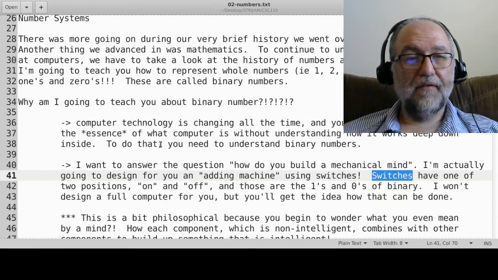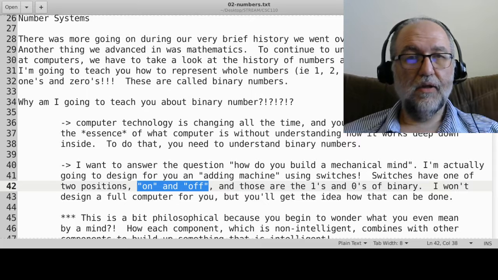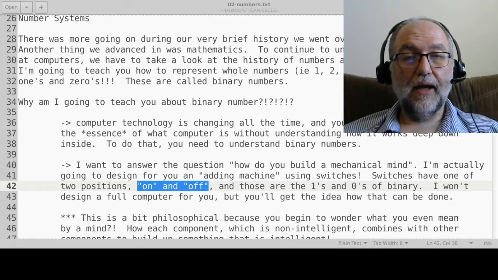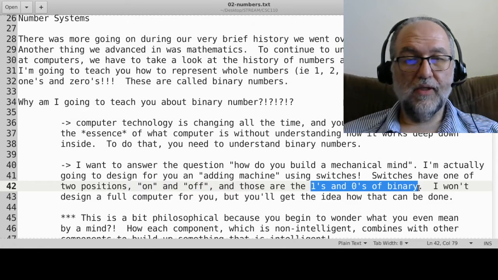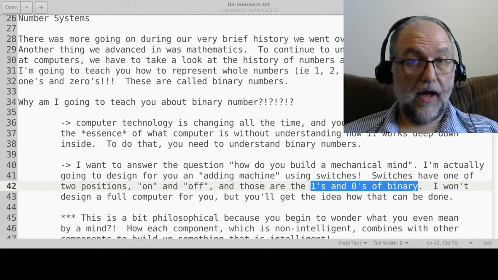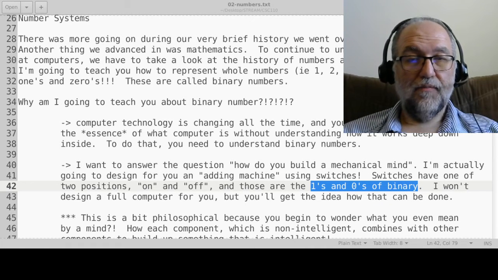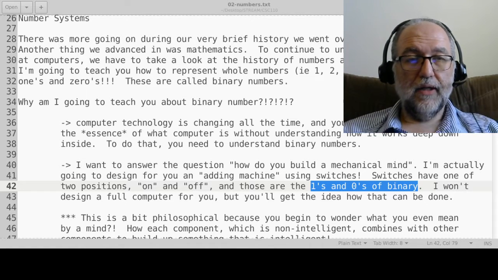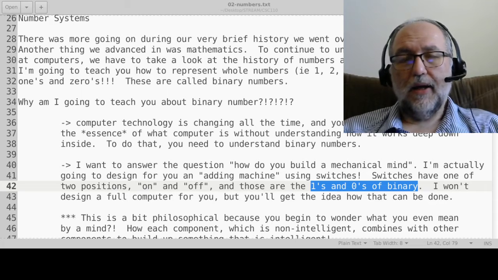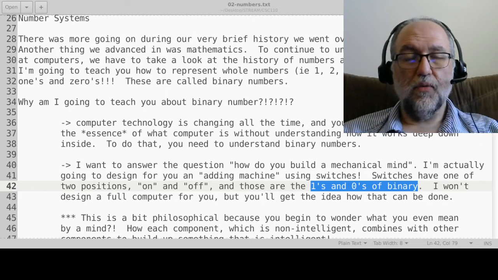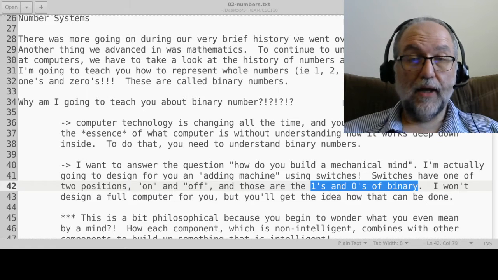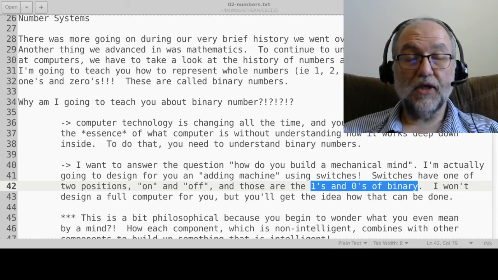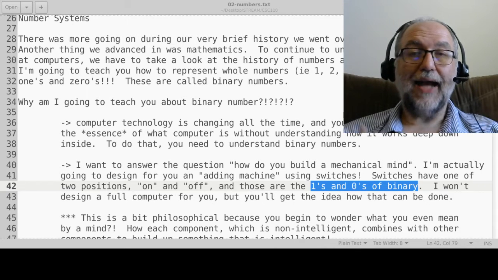Now on and off are two different states. The switch is either on or off, and that corresponds to the ones and zeros of binary. You can think of one as on and zero as off. Okay, and so that's why we're going to head in this direction. Again, this is not a course in computer engineering, but at some point I'm actually going to design for you a machine made out of switches which adds. So I'm actually going to design for you an adding machine.